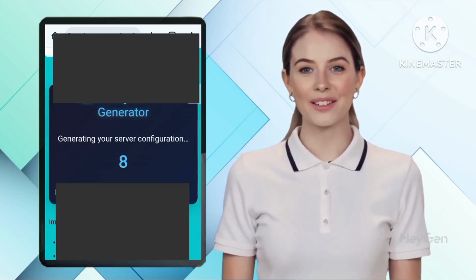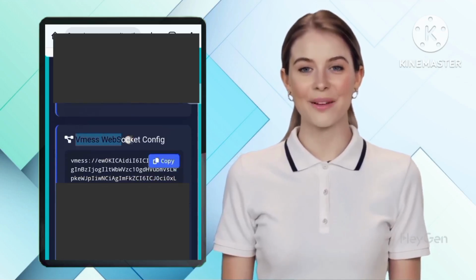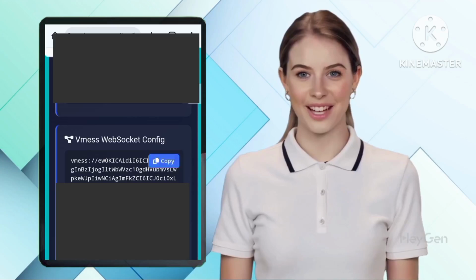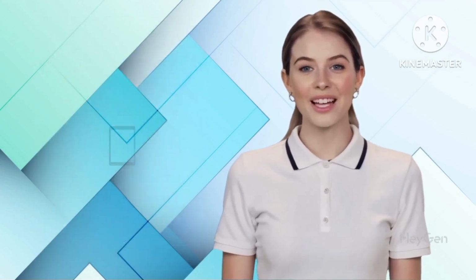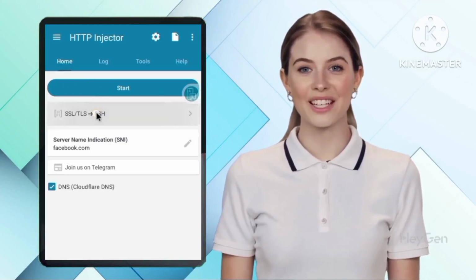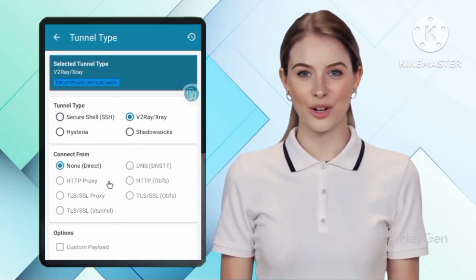You'll be presented with a list of different configurations. Select the V2Ray config that best suits your needs. Tap Copy to automatically copy your preferred V2Ray account details. Now launch the HTTP Injector app. Tap the SSL/TLS button, then select the V2Ray option and save your choice.